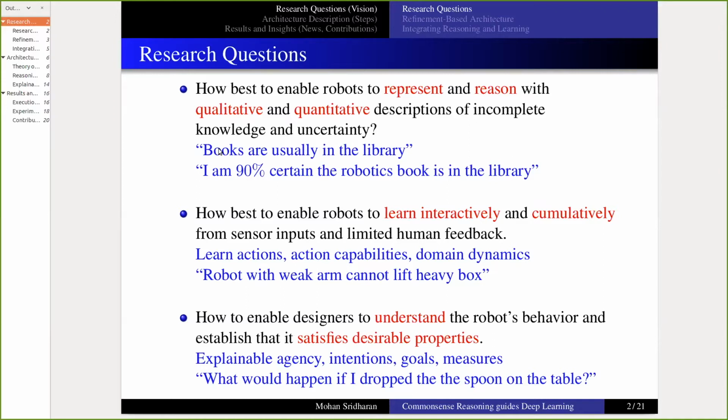And the last bit, which I will probably focus on more today, the second and third bullets, is how do we get designers to understand the robot's behavior and establish that it satisfies certain desirable properties. And here is where we get to this notion of explainable agency, intentions, goals, and so on. Right, so this is where I'll focus. So to just again provide a sort of perspective, I'm going to come back to underlying representation, and this is based on the push that representation is the key to reasoning or learning that comes after, or explainability.